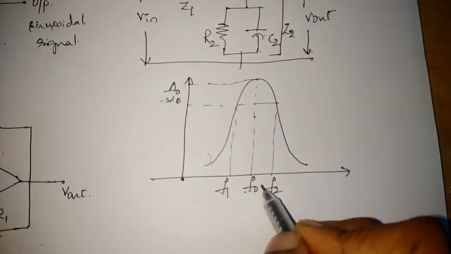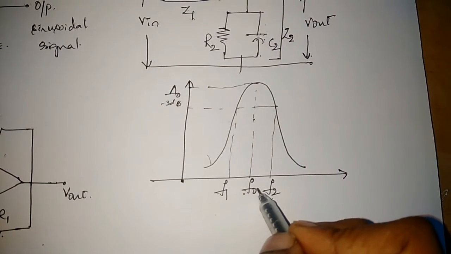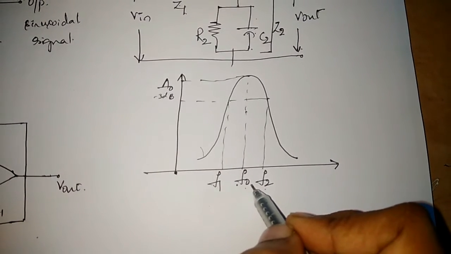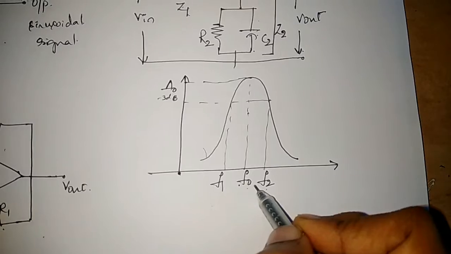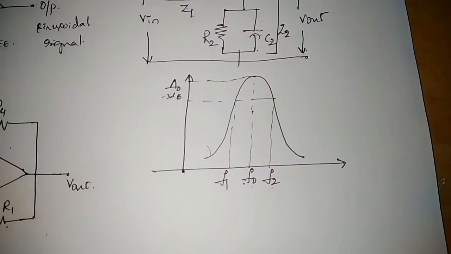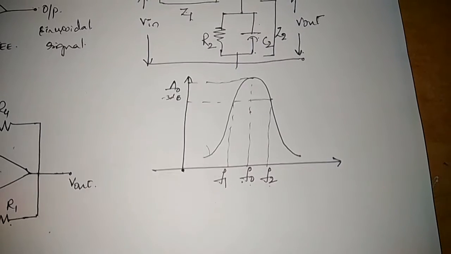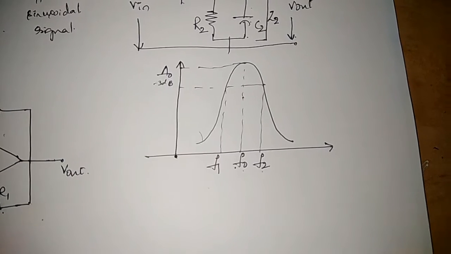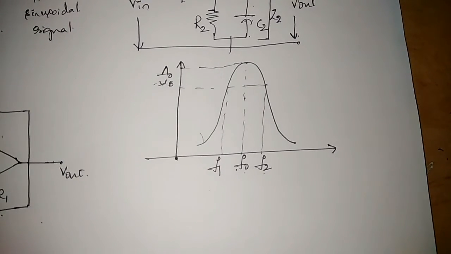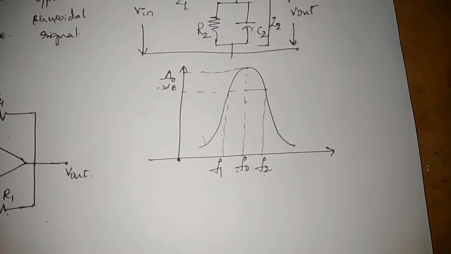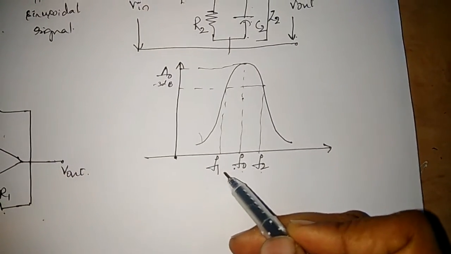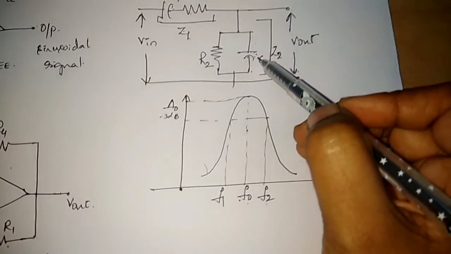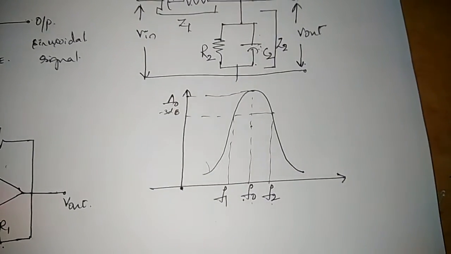As already said, the feedback network should provide a 0 degree phase shift. The frequency at which the feedback network provides 0 phase shift is called your resonant frequency. In both ways you can say it is the frequency at which it is providing the maximum gain, or where it is providing 0 degree phase shift. So that is also called your resonant frequency. Resonant frequency is nothing but your frequency of oscillations.